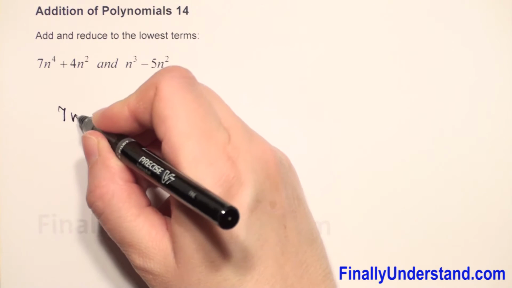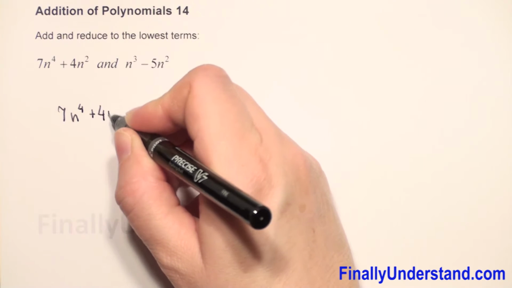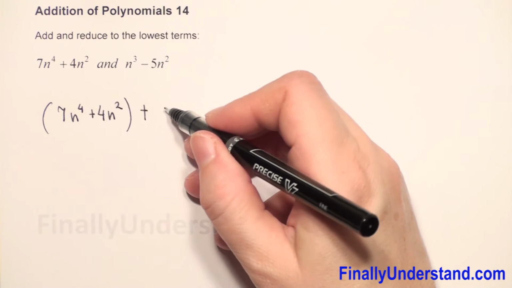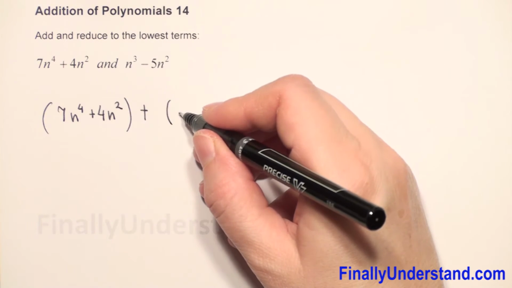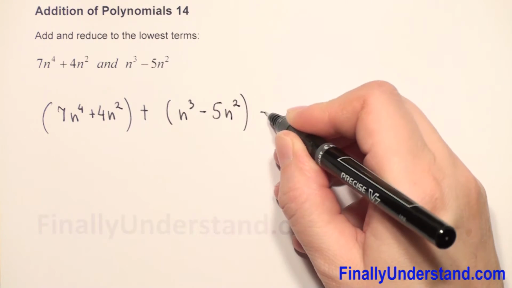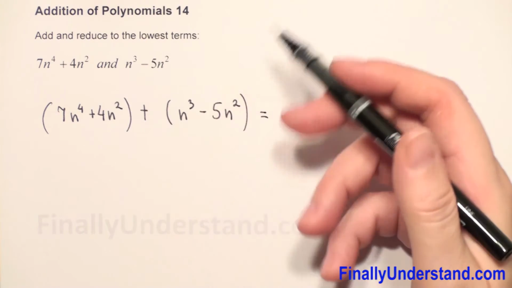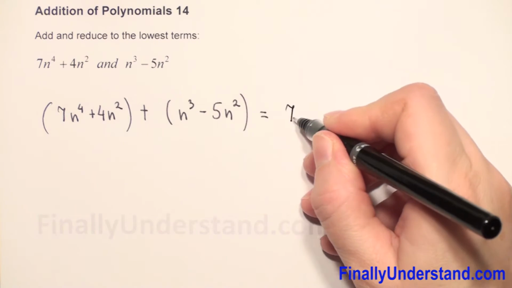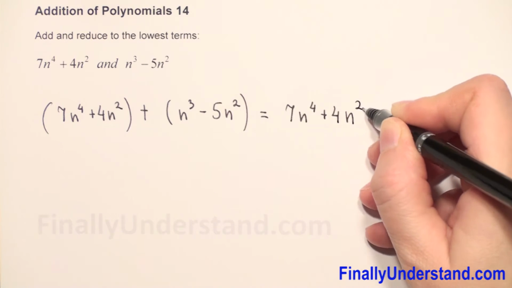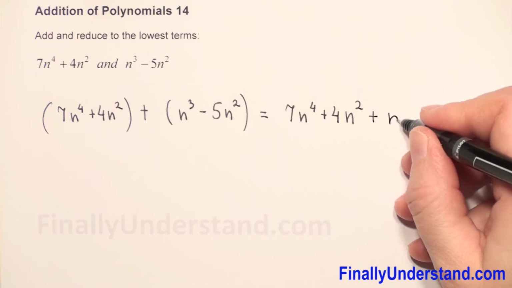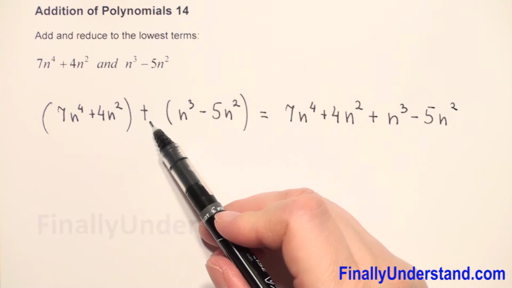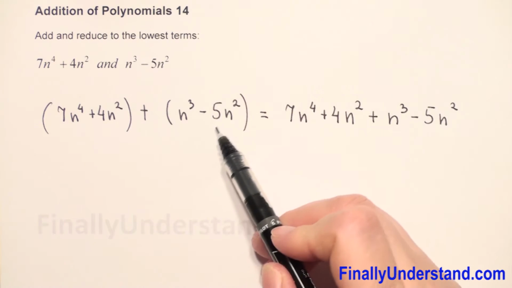We have 7n to 4th power plus 4n squared plus, because we have addition, the second binomial n cubed minus 5n squared. So this is equal. First we have to take down the parentheses. So we have 7n to 4th power plus 4n squared plus n cubed minus 5n squared, because we have positive sign, so we just copy everything we have in parentheses.